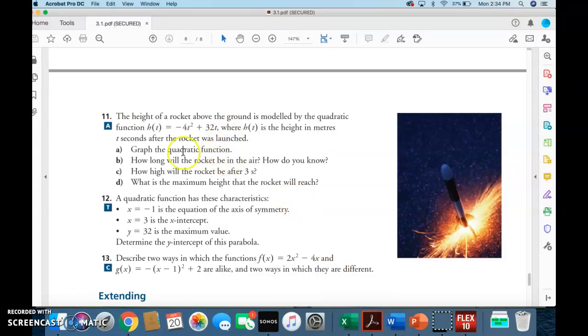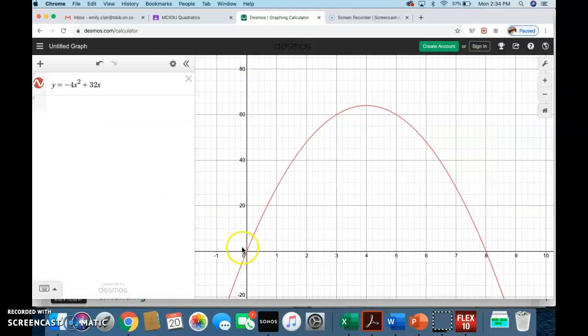Okay. How long will the rocket be in the air? How do you know? So going back to my graph here, I should be able to use the graph to answer that question. It was launched at 0 seconds. The vertical axis represents the height. So it looks to me like it went up, up, up, up, up. It reached its maximum height at 4 seconds, and then it came down, down, down, down, down, and it landed back on the ground. That's height 0 at 8 seconds.